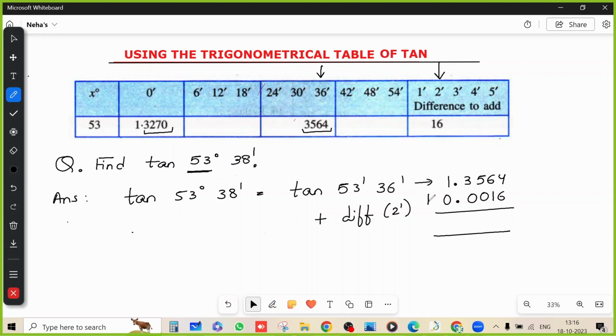In the case of tan and sine, the difference has to be added. So when we add the difference, we will get 1.3580. So this is the answer of tan 53 degree 38 minute.